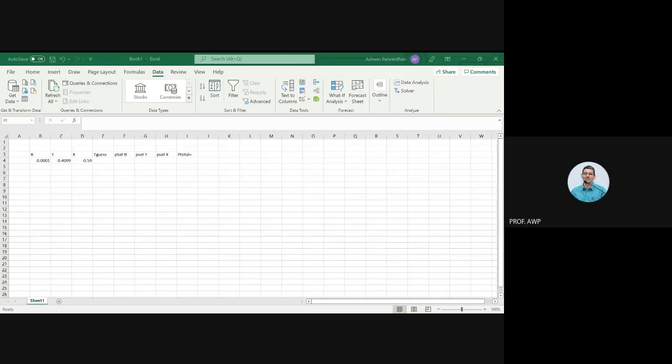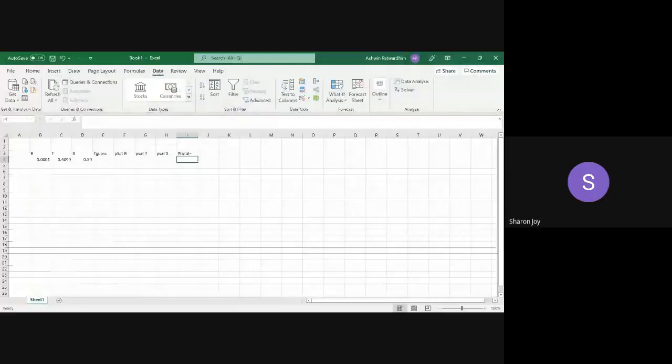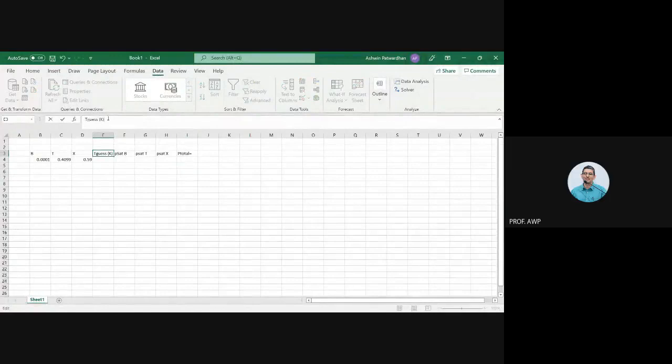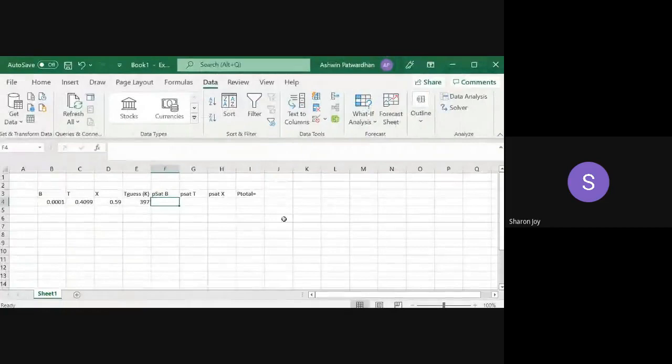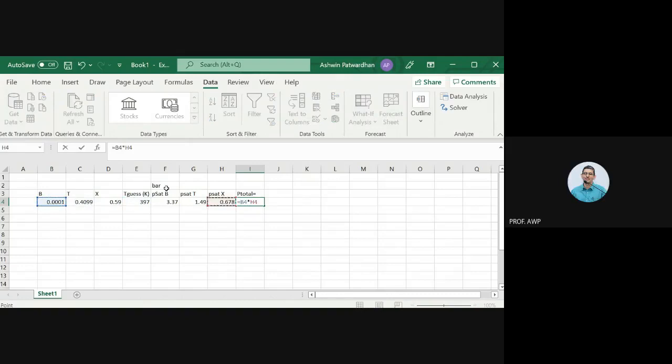I got temperature 397 Kelvin. Okay, one second. Now let me write temperature. I'm just saying Kelvin. 397. Benzene vapor pressure, Psat? 3.37 bar. Okay, so it is in bar. Toluene? 1.49 bar. Xylene? 0.678 bar. Total pressure, we are going to say Raoult's law. So benzene mole fraction times benzene Psat, plus toluene mole fraction times toluene Psat, plus xylene mole fraction times xylene Psat. Right. So they added up to 1.01 bar. So that is fine. One atmosphere, perfect.